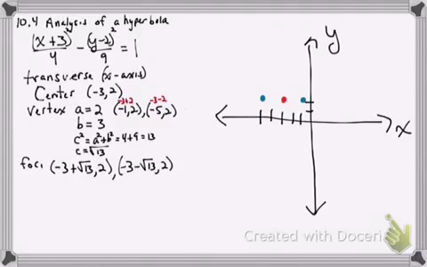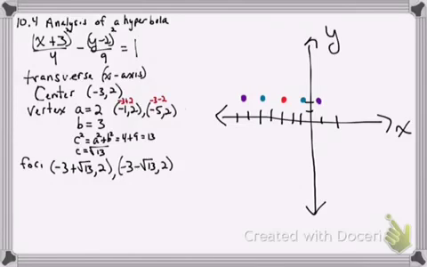And then if we want to do the radical 13, that's a little bit more than halfway between 9 and 16, so a little more than 3.5, for our foci. So I'm going to go about 3.5 in each direction in order to get those foci in there. So 1, 2, 3, and about a half, and then 1, 2, 3, and about a half.